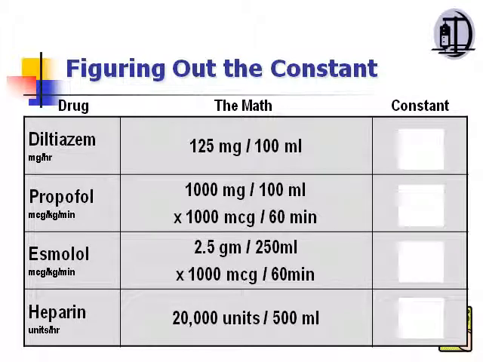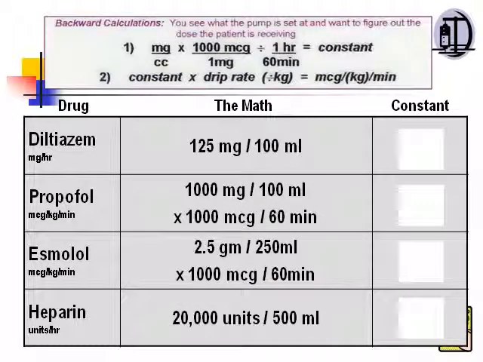All right, let's do a few more. So we have diltiazem. You see over on the left that diltiazem is dosed in milligrams per hour. Okay, so looking up top at our backwards calculation, when you do the milligrams per mL or cc's, we have that. The concentration is 125 in 100. And then the next step is to multiply times 1,000 in order to convert it to mics. Well, is that going to be the case with diltiazem? No, because you see that it's dosed in milligrams per hour.